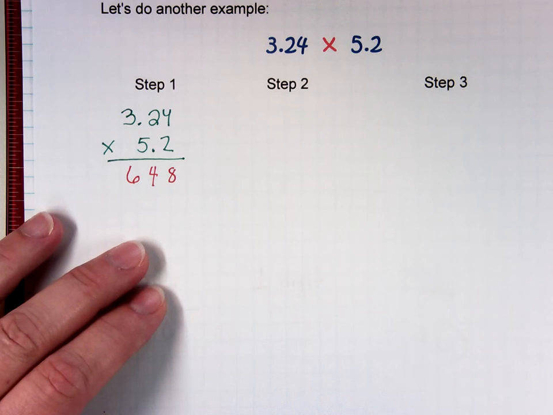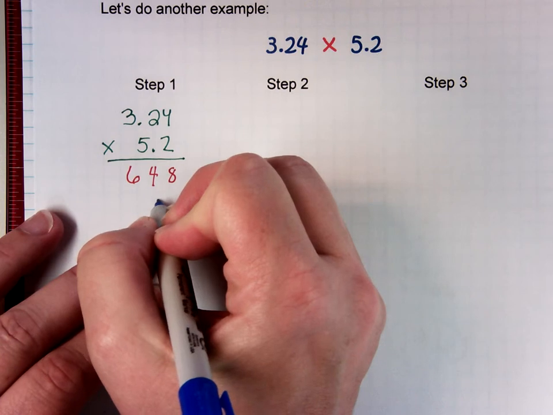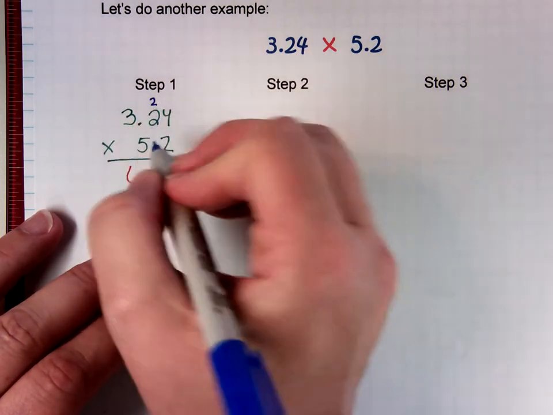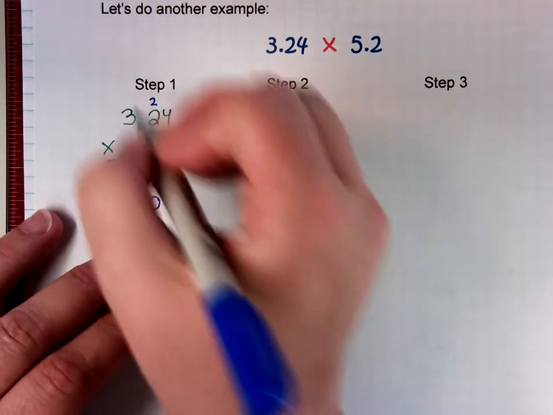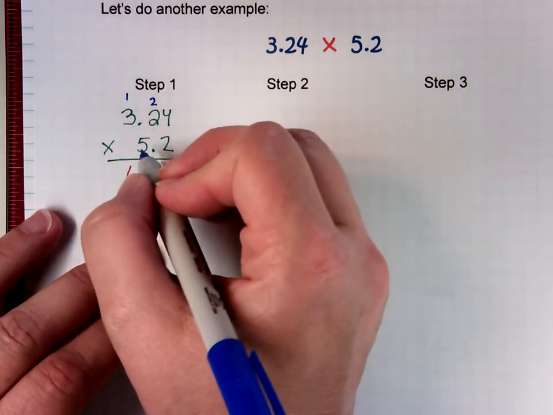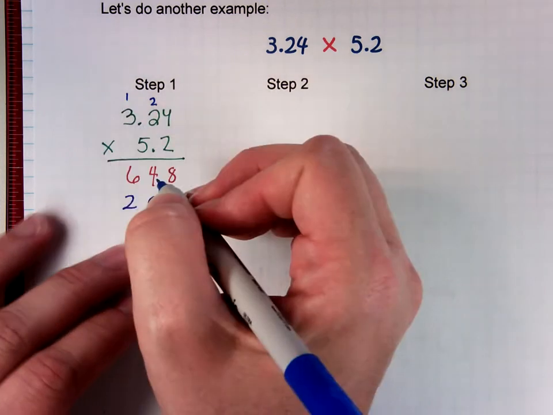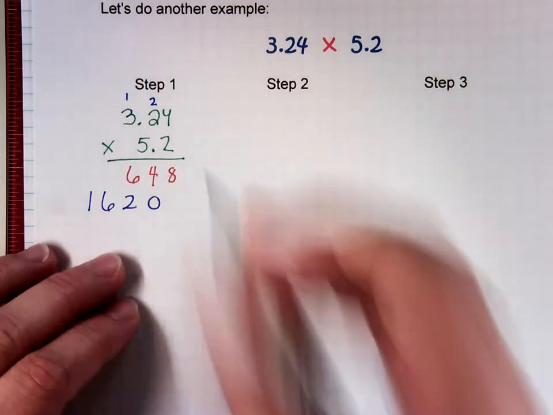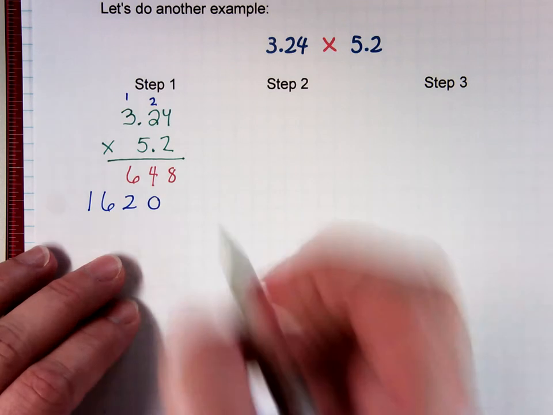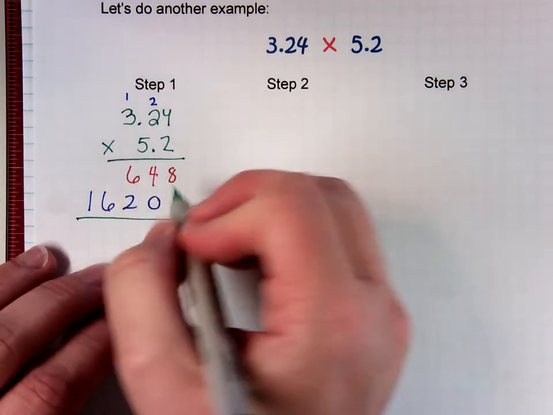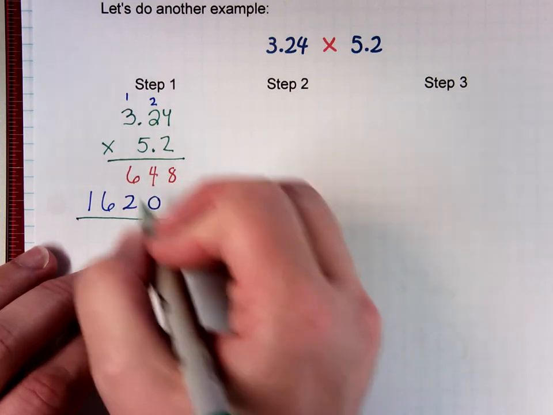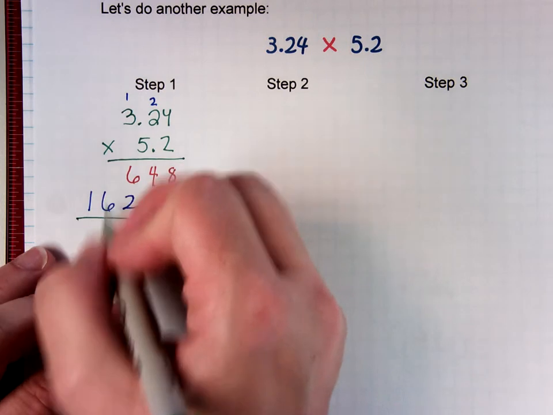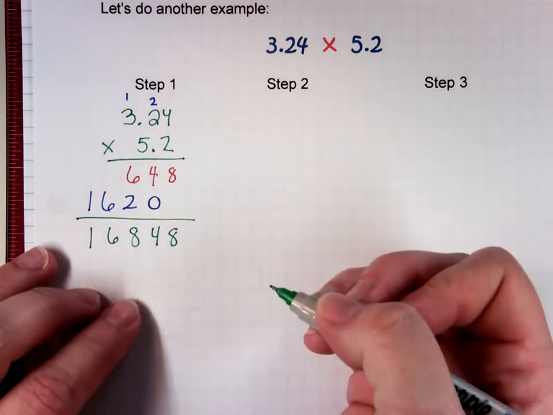I'm going to use a different color for the next line. 5 times 4 is 20. Carry the 2. 5 times 2 is 10. Add the 2 makes 12. Carry the 1. 5 times 3 is 15. Add the 1 is 16. Eight plus nothing is 8. 4 plus 0 is 4. 6 plus 2 is 8. And then you carry down your 6 and your 1.